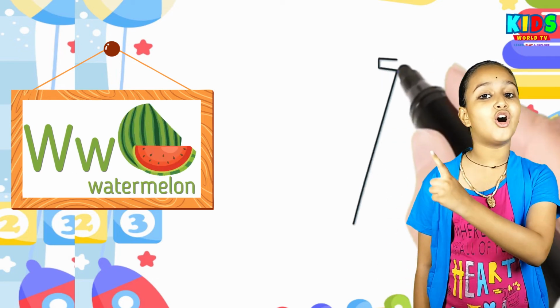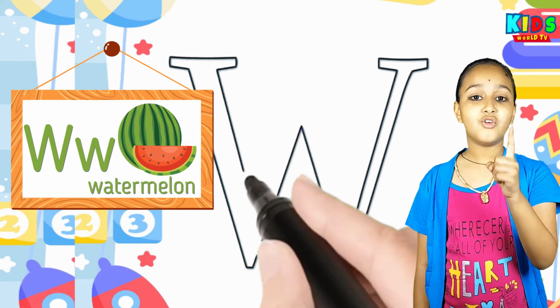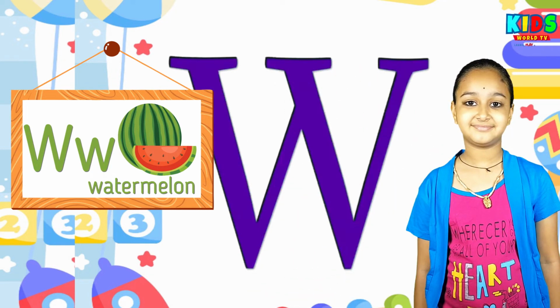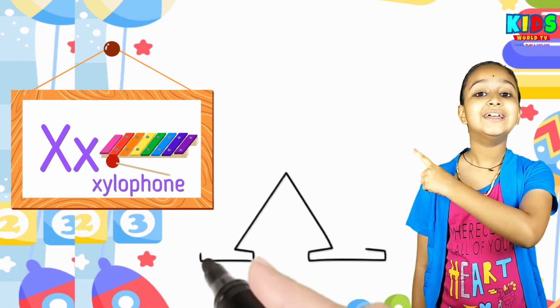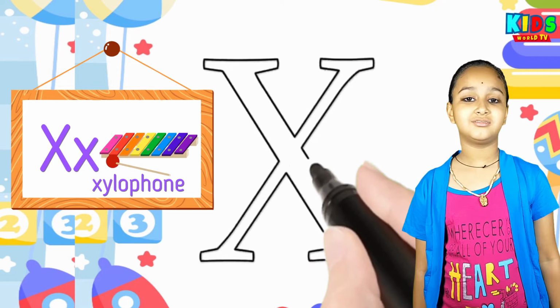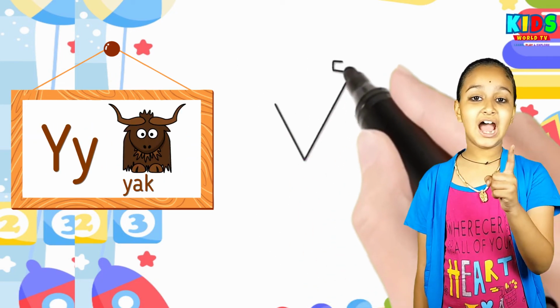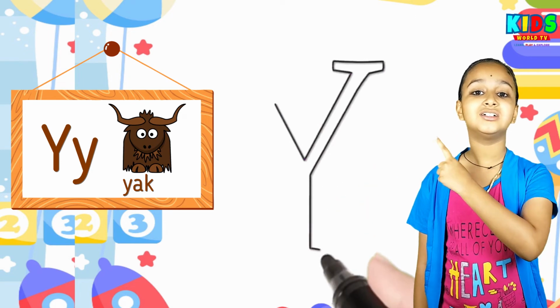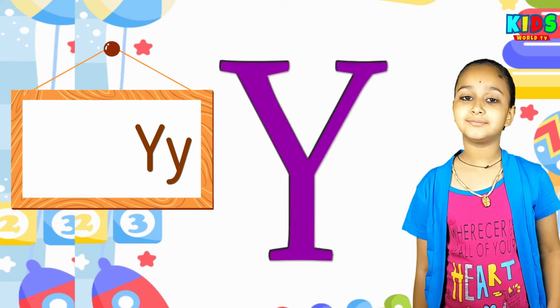W for watermelon. Watermelon. W for watermelon. X for xylophone. Xylophone. X for xylophone. Y for yak. Yak. Y for yak.